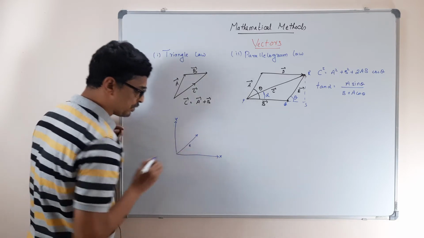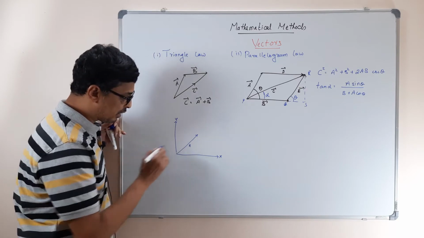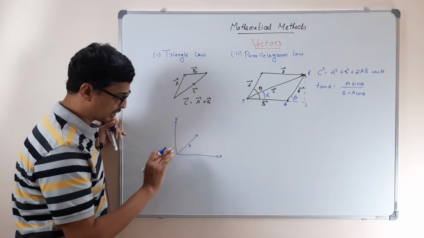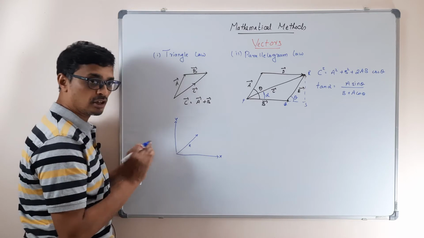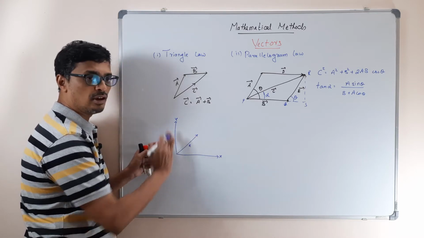So what am I going to do? Let us take 2 dimensions. Let us not go into the 3 dimensions first, 2 dimensions I am going to take. So we are having an R vector, a vector in this direction. Now we wanted to resolve this vector along the x component and the y component.